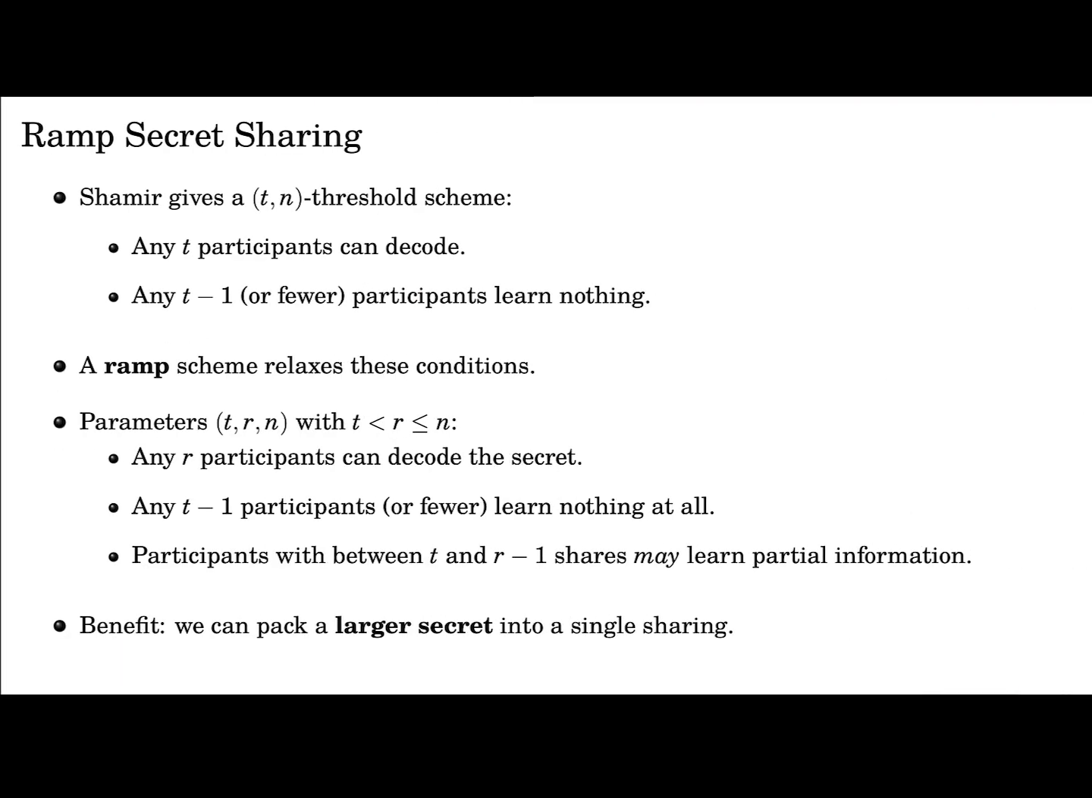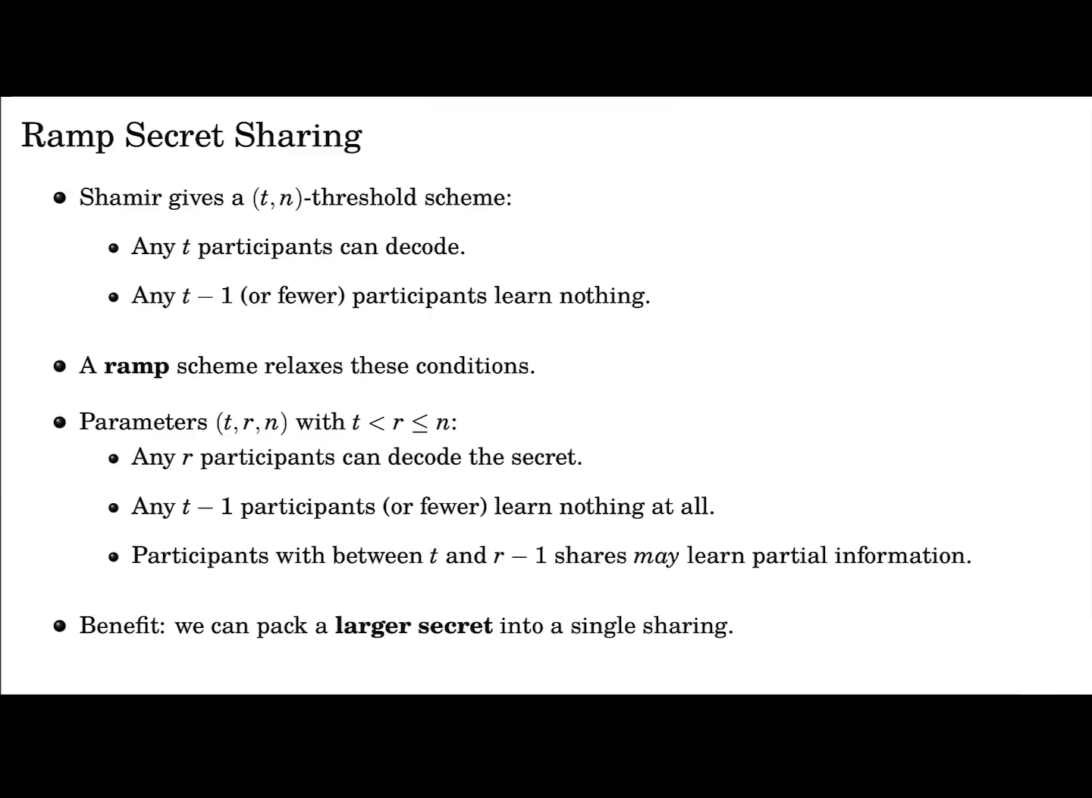So what is ramp secret sharing? A ramp scheme relaxes the threshold secret sharing conditions. In Shamir's (T, n) threshold scheme, there is one sharp threshold, right? Any T participants can decode, and any T minus one or fewer learn nothing. So that's the sharp threshold. In a ramp scheme, you have two thresholds instead. The parameters are T, R, and n, with R in between. The idea is that any R participants can decode. This is the threshold, let's say, for decoding. And any T minus one or fewer learn nothing.